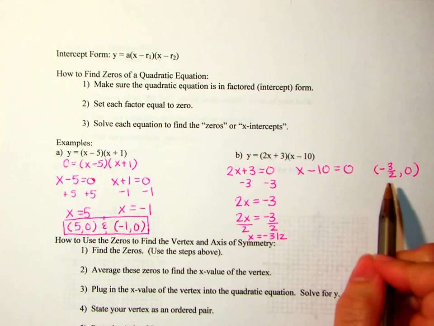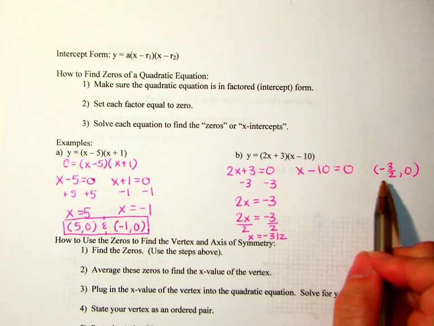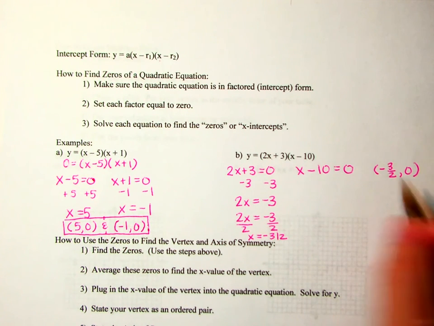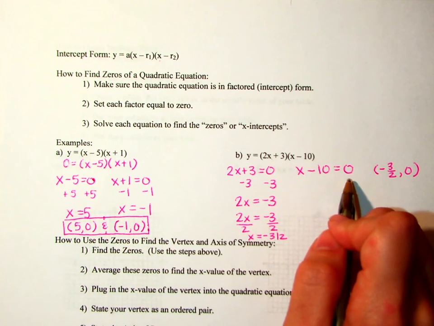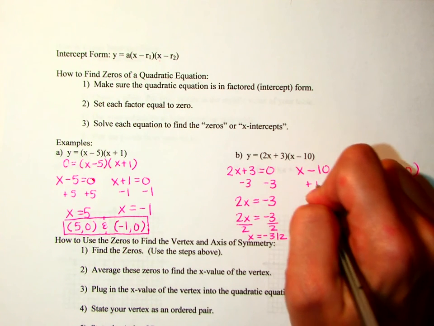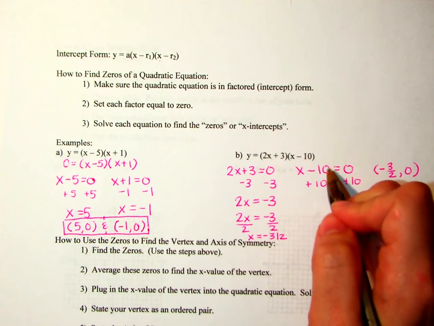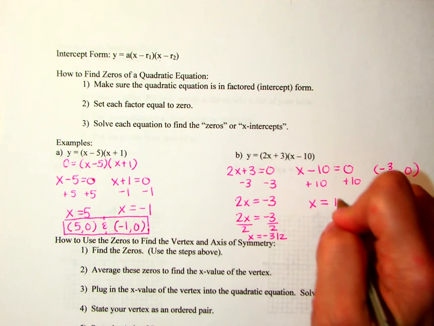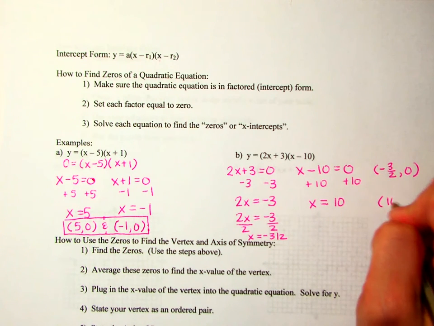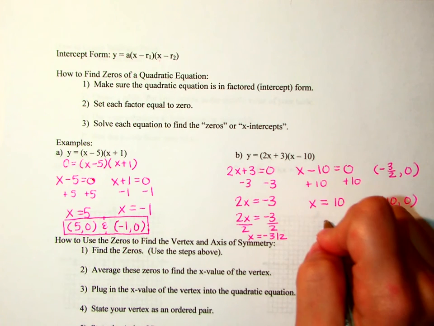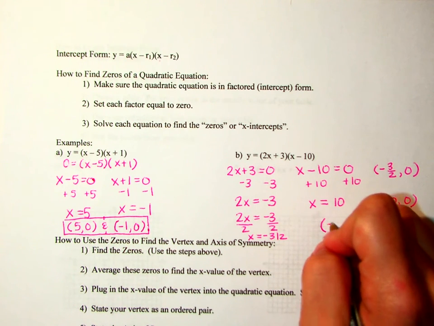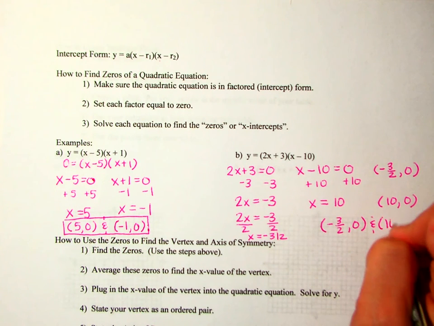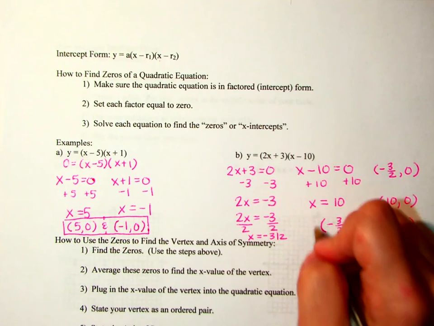Some of y'all's calculators, if you did this in the calculator, yours would say negative 1.5, comma 0. It's the same thing. The second x-intercept we're going to get from solving this equation. So we're going to add 10 to both sides to make those 10's cancel. So negative 10 and 10 will cancel. What I'm left with is x equals, and then 0 plus 10 is 10. So your second intercept here is when x is 10, y is 0. So my answers, again, this could be negative 1.5, comma 0, or negative 3 halves, comma 0. They're both the same, so both are acceptable. And the other 0 is 10, comma 0.